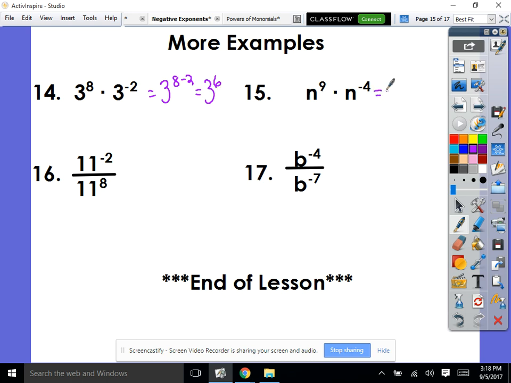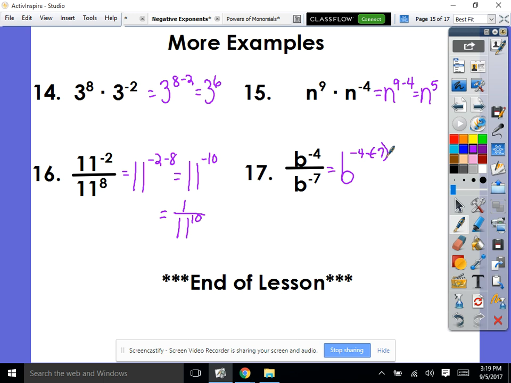n to the 9th times n to the negative 4 would be n to the 9 plus negative 4, or 9 minus 4, which is equal to n to the 5th power. 11 to the negative 2 divided by 11 to the 8th would be 11 to the negative 2 minus 8, which would be 11 to the negative 10th power, which is also equal to 1 over 11 to the 10th power. b to the negative 4 divided by b to the negative 7 would be b to the negative 4 minus negative 7, which is actually plus 7, which equals b to the third power.